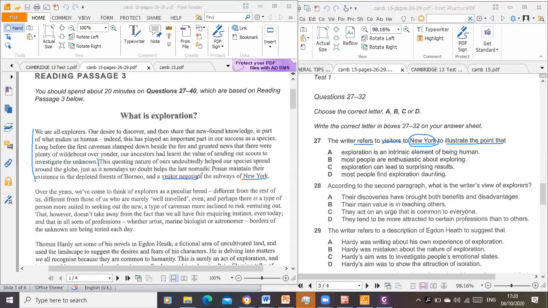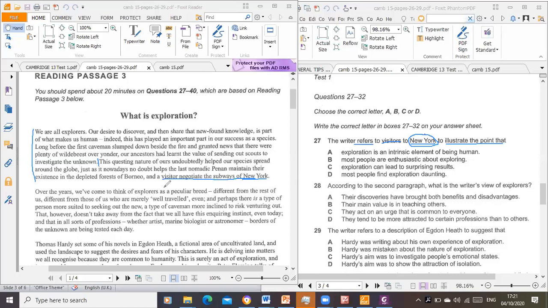So you can see everything I've read earlier on, this is where the information is. And what they have, so you need to interpret that question correctly. So what was the writer illustrating when he mentioned New York? Okay, when he mentioned visitors to New York. So the exploration nature of human beings has helped to spread the species around the globe. Now, just as it is nowadays, no doubt helps the last nomadic Penan maintain their existence in the depleted forest of Borneo, and a visitor negotiate the subways of New York.